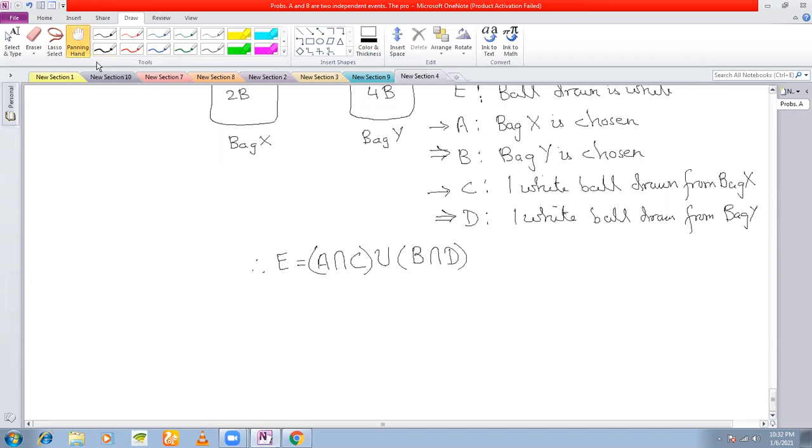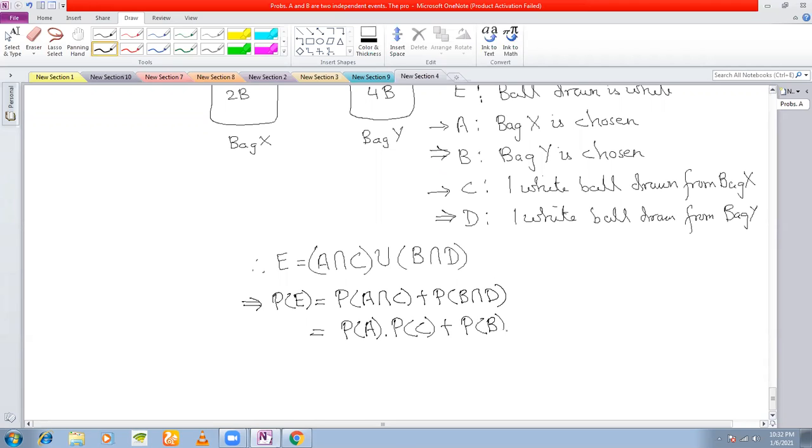If they are mutually exclusive, that means I can add up the probabilities. That means P(E) is equal to P(A intersection C) plus P(B intersection D). Understood? Because they are mutually exclusive. Now what happens? A and C are independent events. So I can write P(A intersection C) is equal to P(A) into P(C) plus B and D are also independent. So I can write P(B) into P(D), right?